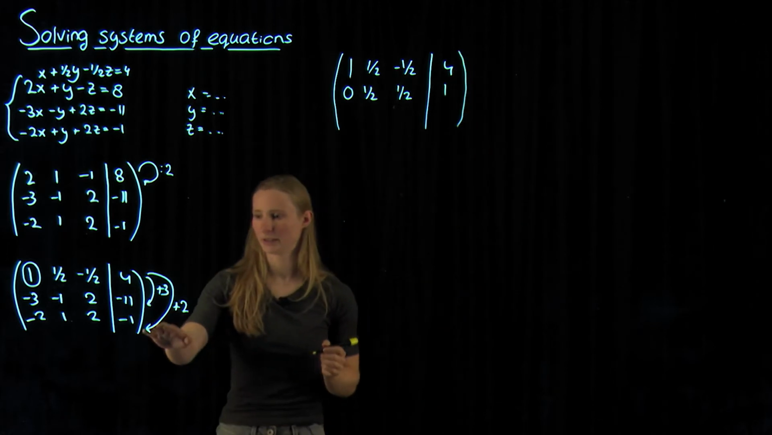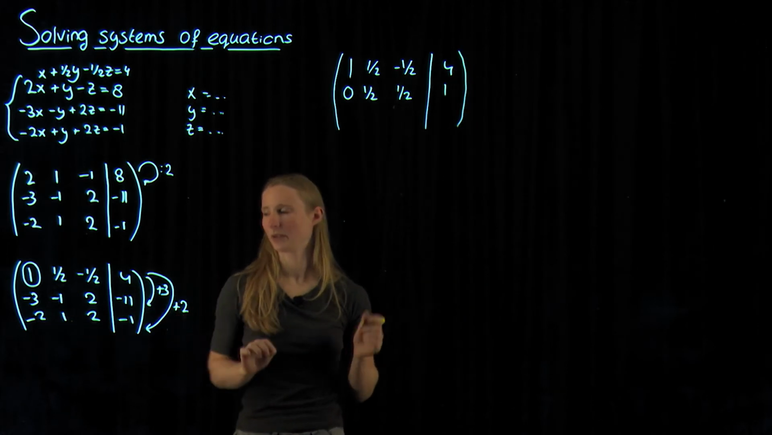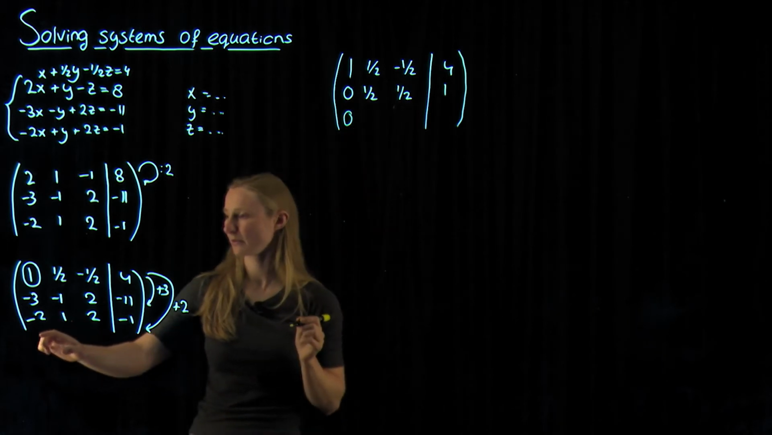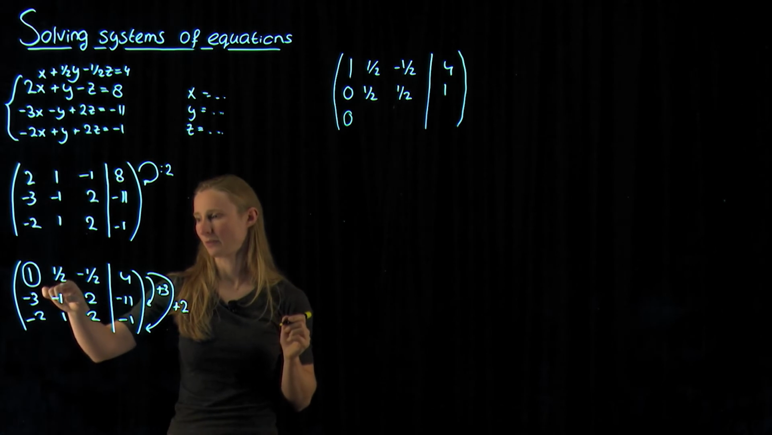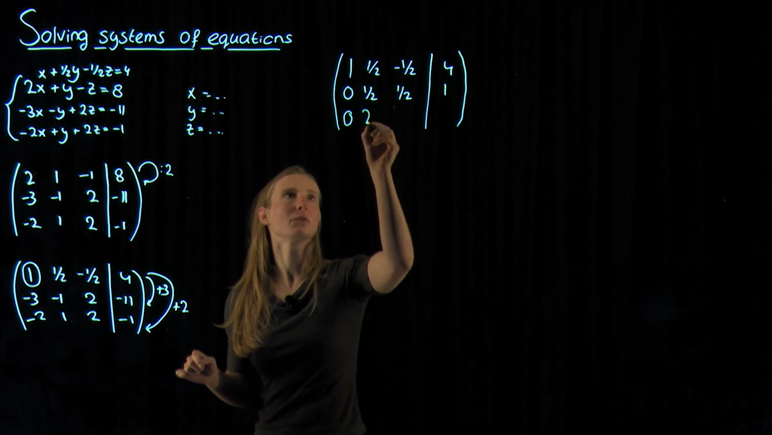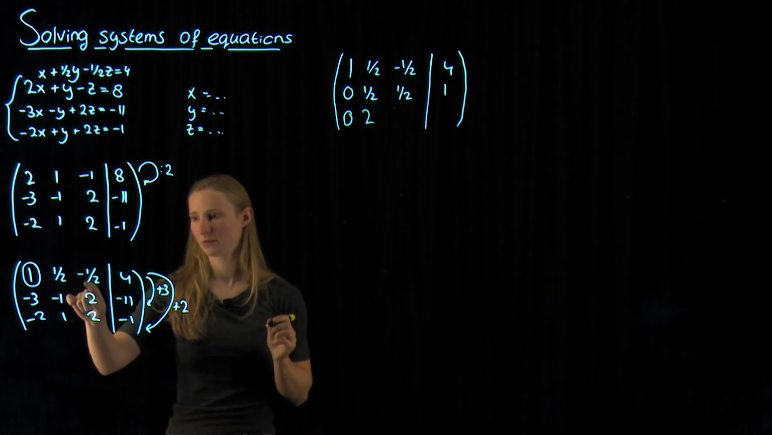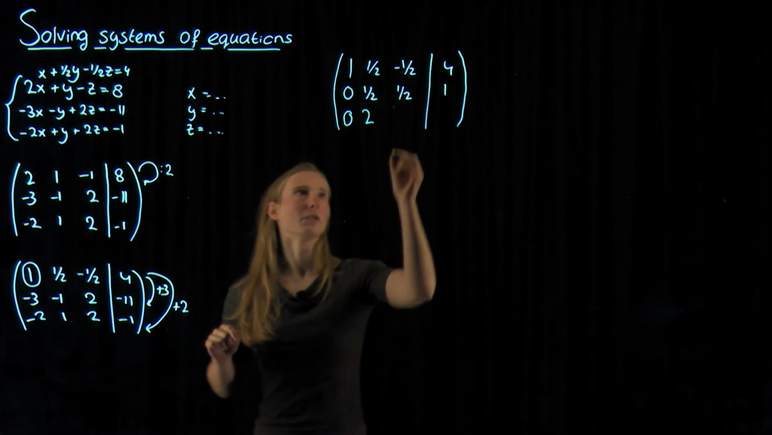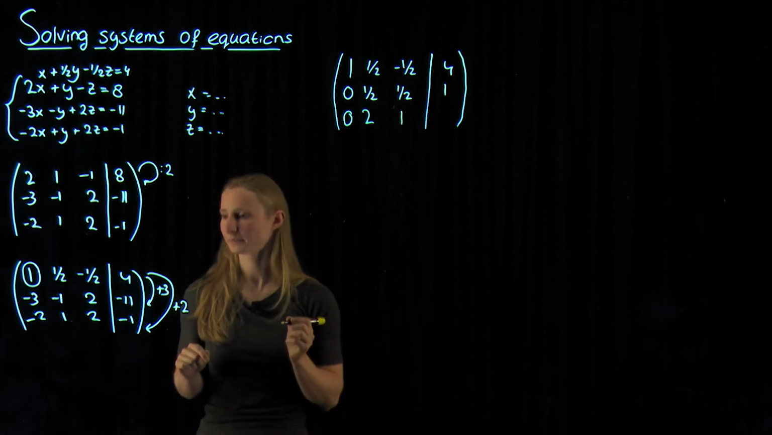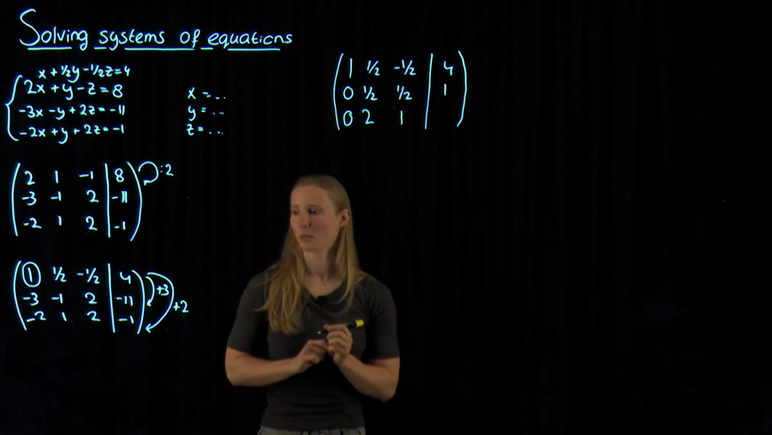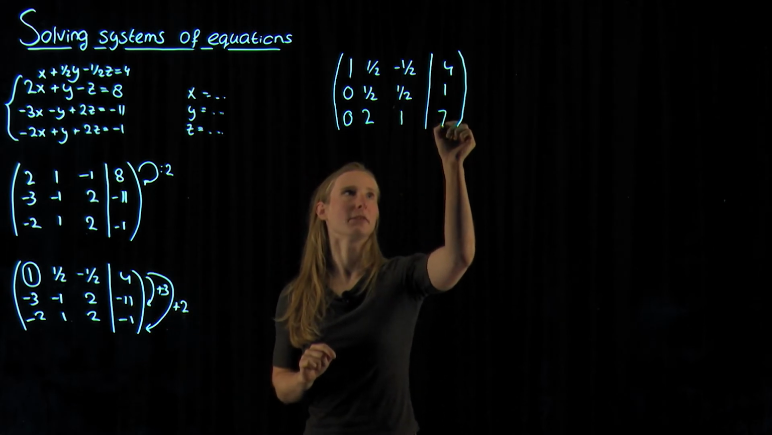Then we do the same thing for the last row, but with times 2. So the first element becomes a 0. Then we have 2 times 1/2 is 1, plus 1 is 2. Then we have 2 times minus 1/2 is minus 1, so here we get a 1. And then we get 2 times 4 is 8, minus 1 is 7.